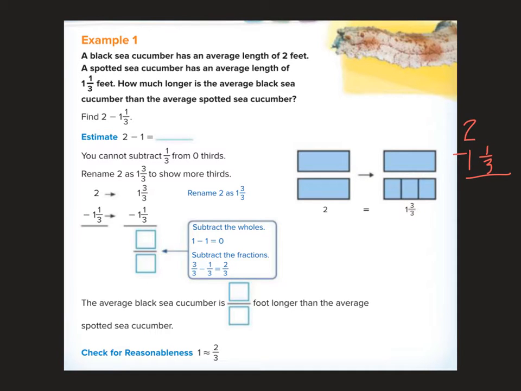Okay. So first we're going to estimate. My answer should be about 1, right? 2 minus 1 would be about 1. You cannot subtract 1/3 from 0/3. So we need to rename the 2.